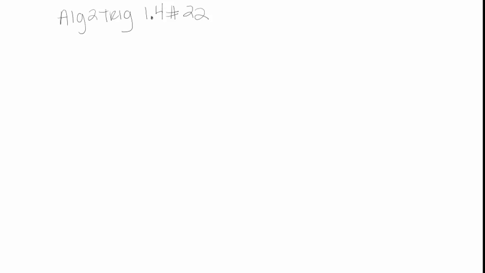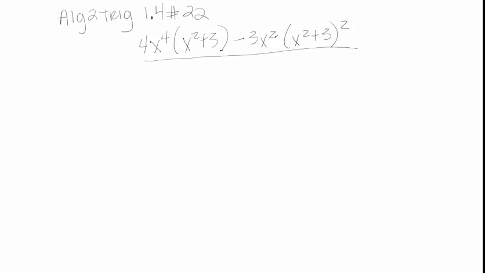Okay, we're going to go over reducing a rational expression. And for Ask Dr. Callahan students, this applies to the Algebra 2 with Trig course, Chapter 1, Lesson 4, number 22. It gives you this expression, 4x to the fourth times x squared plus 3 minus 3x squared times x squared plus 3 squared, all over x to the sixth. And it says, please write this expression in its lowest terms.